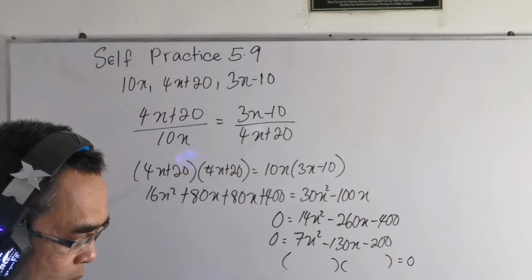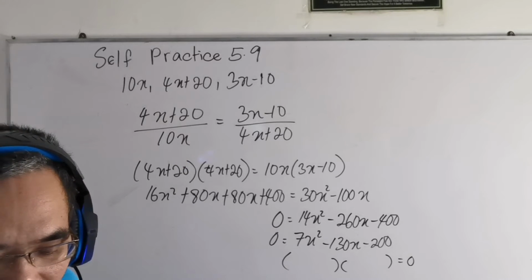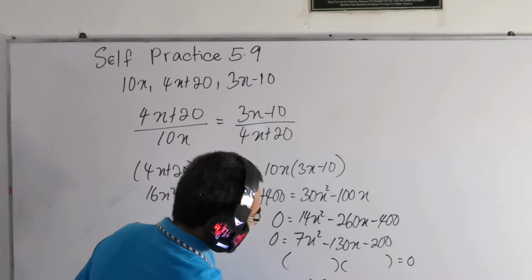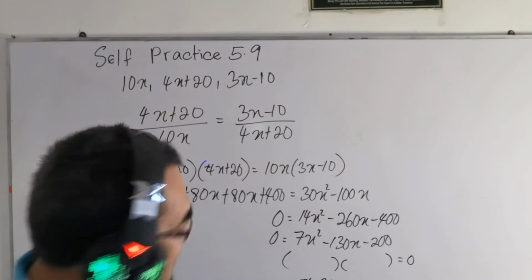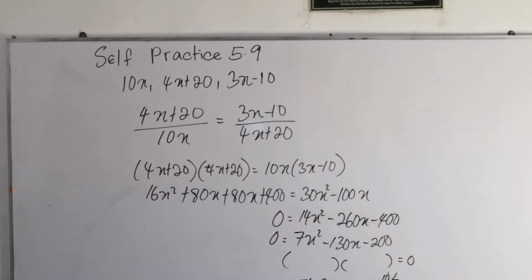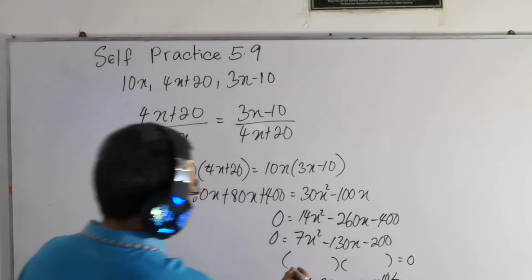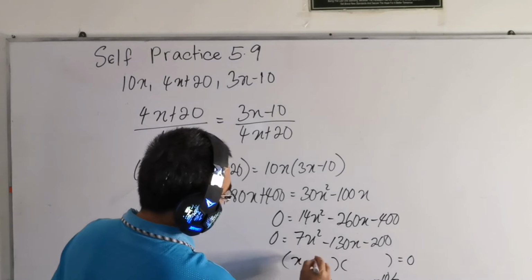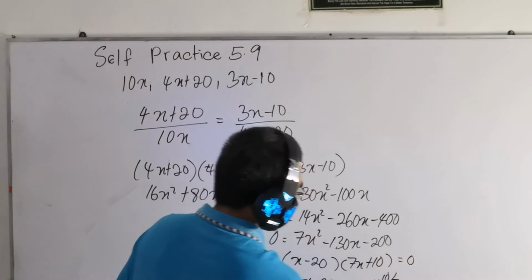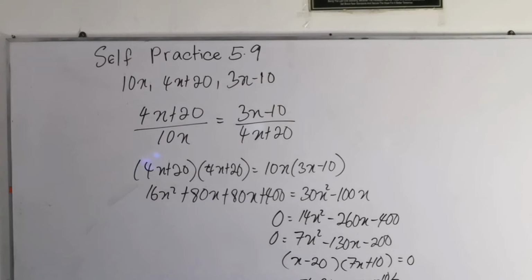So does it mean I can, I can, but the answer is logical. Okay, because the first x is 20, the second x is negative 10 over 7. So this one is x minus 20, and this is 7x plus 10. Okay, so we have got the value of x.